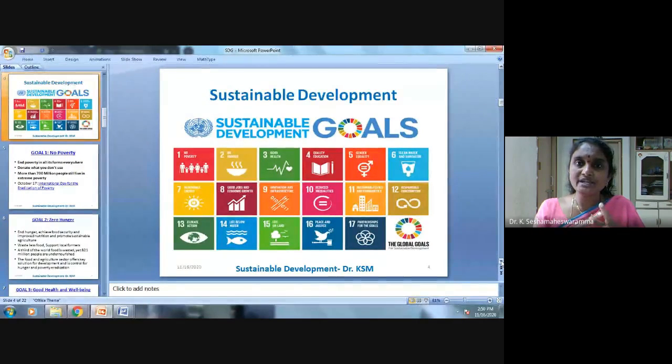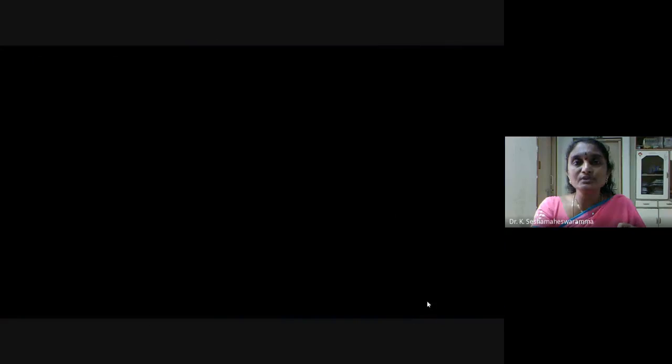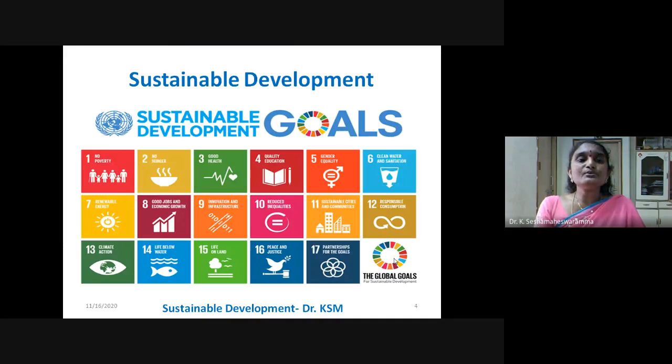What are the sustainable development goals? 17 sustainable development goals, beautifully coined in 2015, but by 2030 we have to achieve all these global goals. What are these 17 sustainable development goals? First one is no poverty. Second one is no hunger, good health for all, quality education, gender equality, clean water and sanitation, renewable energy, good jobs and economic growth, innovation and infrastructure, reduced inequalities, sustainable cities and communities, responsible consumption.